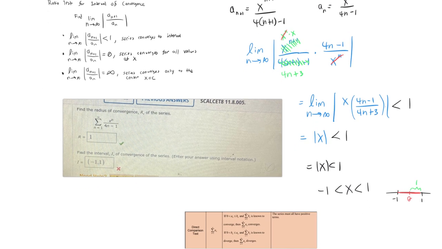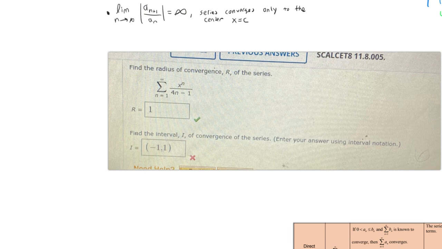And if you test out -1 and it results in convergence, then it will be included in the interval. So we have to see what happens when we test out x equals 1 and x equals -1, okay? So let's test out what happens when x equals 1. If we consider this, it would be just 1 to the n power, which is really just 1, all over 4n minus 1. So the question is, does that converge or diverge?